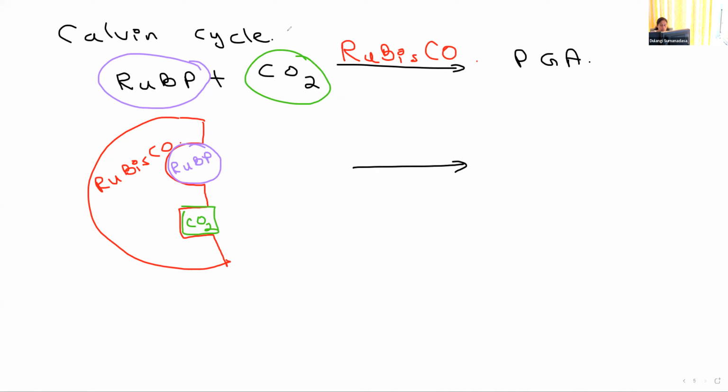So Rubisco is the enzyme, not going to be used up in the reaction. So whatever is going to go in needs to come out as it is. Right, and then draw something for the PGA. Right, you can just draw it like this or whatever the shape, yeah.